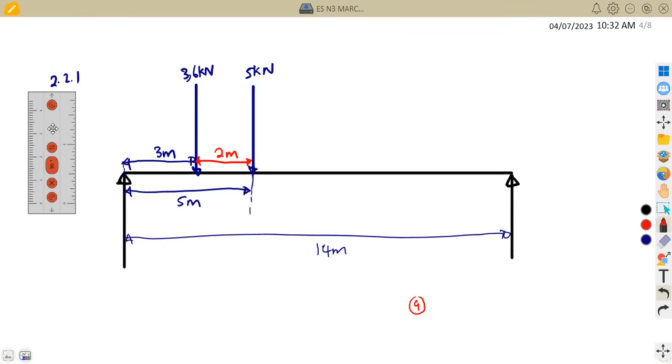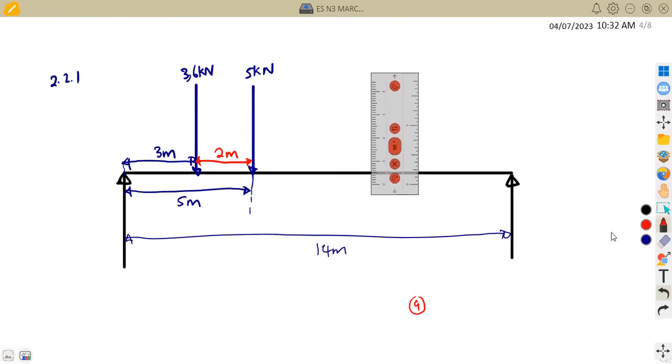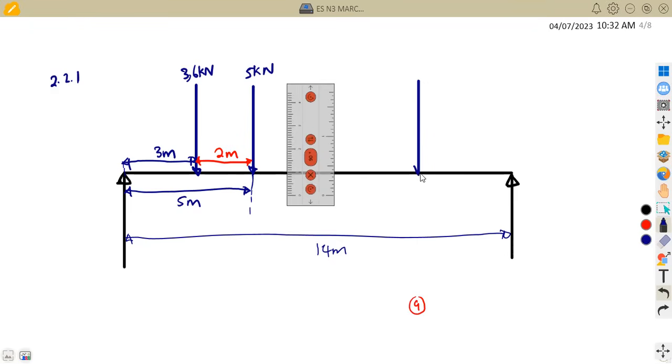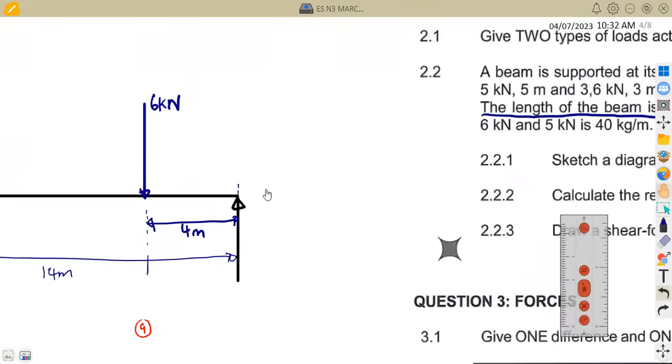That is what you're supposed to be very, very careful of. So you're going to cover 4 meters, then there's a distance in between. So let's say this is where we have our 6 kilonewton here. So we are going to have 6 kilonewton. We are given 4 meters from the right side. So which means from the right side here, I am having 4 meters. Okay, I'm done on this part, let's check another part.